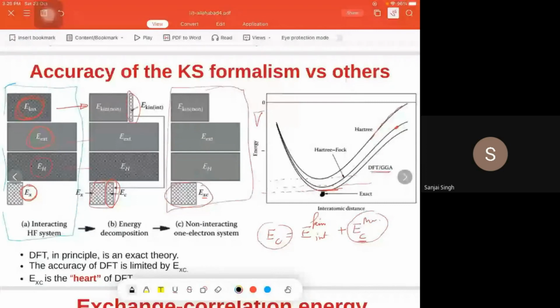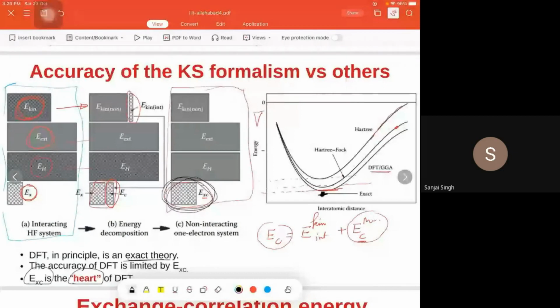So we are still not able to reach the ground state. Basically DFT is an exact theory, and the only limitation is capturing this term properly. If we are able to capture the exchange-correlation energy, we are done, and we can actually reach the exact ground state. This exchange and correlation term is also called the heart of DFT.